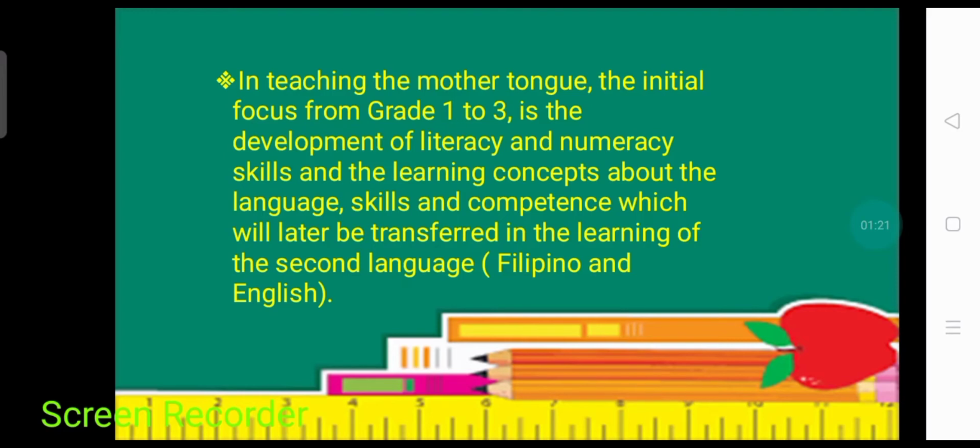Language learning is an active process that begins at birth and continues throughout life. Language development is continuous and recursive, in which students enhance their language learning by using what they know in new and more complex contexts, and with increasing sophistication. They reflect upon and use prior knowledge to extend and enhance their language and understanding. It is also very important for them to define their skills and competence, which will later be transferred in the learning of the second language, which is Filipino and English.